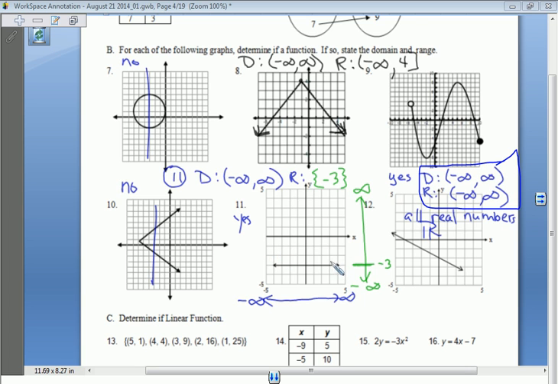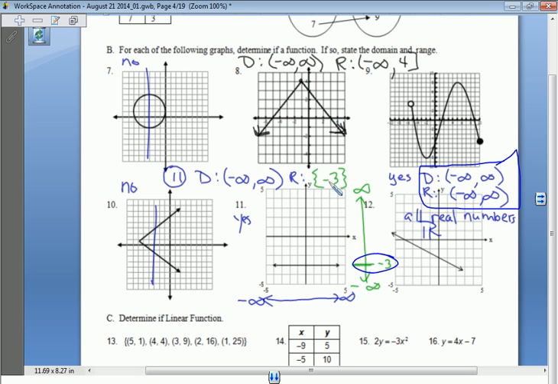It's a horizontal line. The domain, because it goes left forever and right forever, is from -infinity to positive infinity. But because it's a horizontal line, the y value on the entire line is negative 3. So that is the only y value.